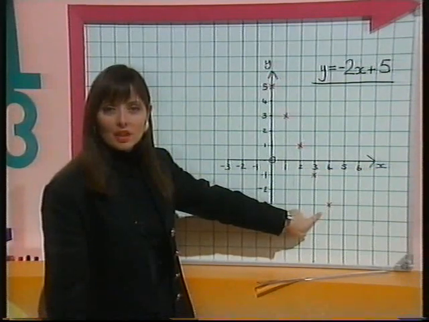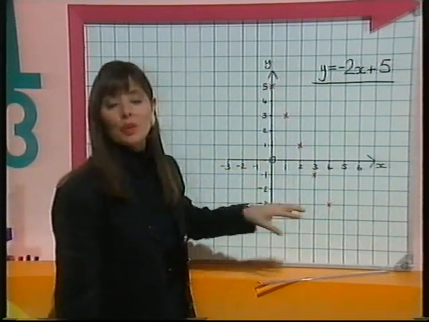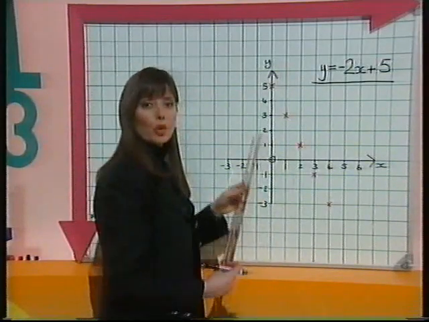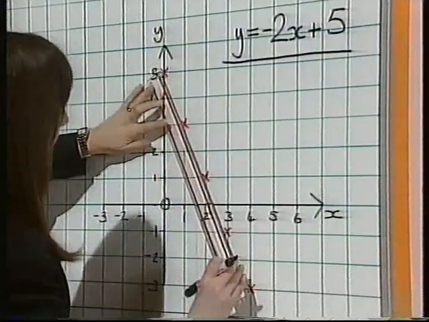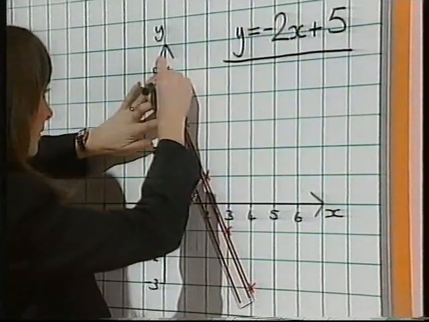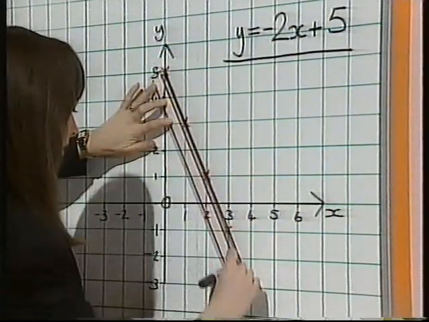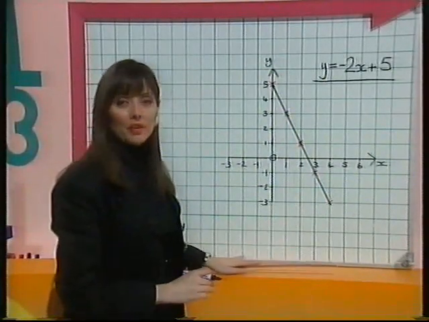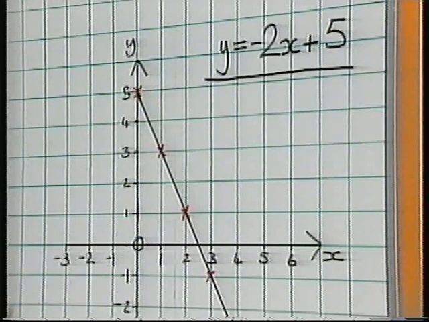If they don't, then you've made a mistake. So check the point which is obviously wrong. Now, take a long ruler and draw a straight line through all of the points. Make sure that your graph has a title and that both the axes are labelled. So much for straight lines.